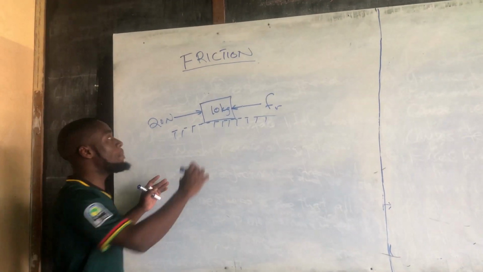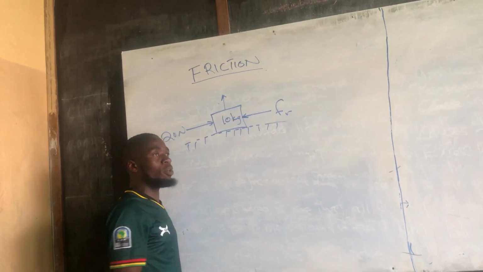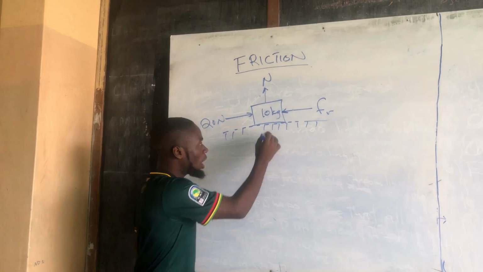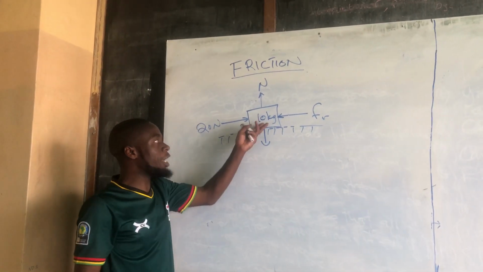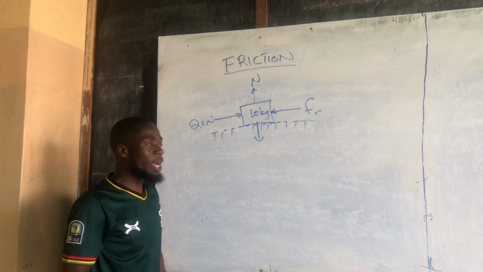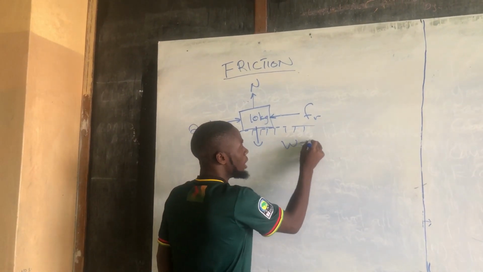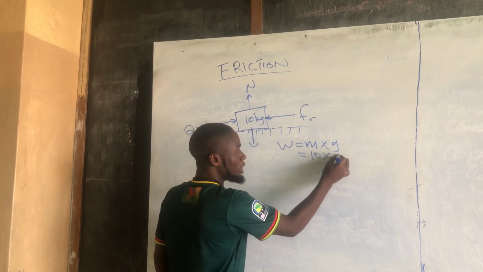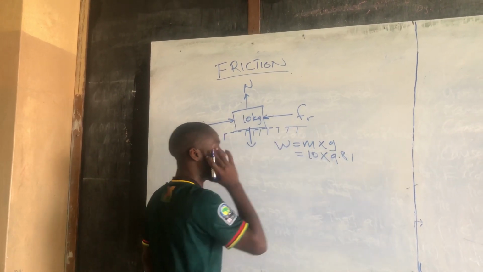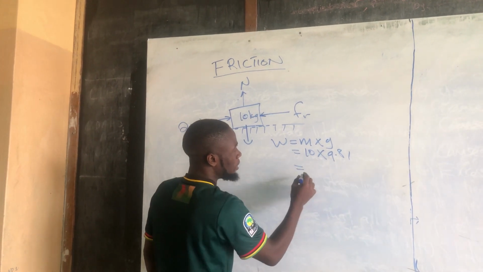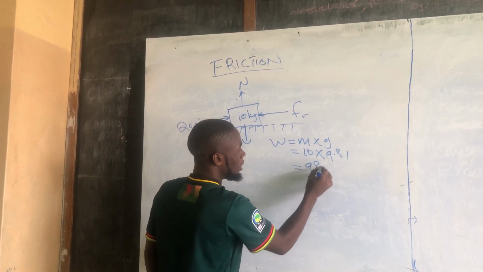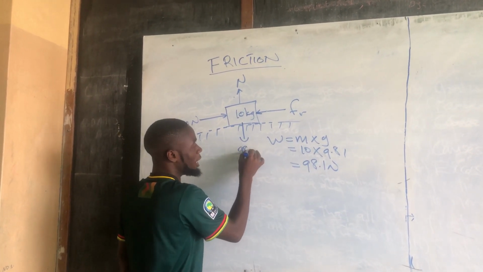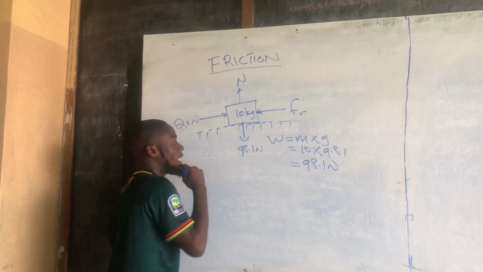And always, on each and every free body diagram, we need to have the normal force here. And what do you have here? We have the weight of this box here. And how do you calculate the weight? We know that the weight is the mass times gravity here. So what is the mass? 10. And what is gravity? 9.81 there. And what is the answer here? It is 98.1 newtons there. As simple as that.